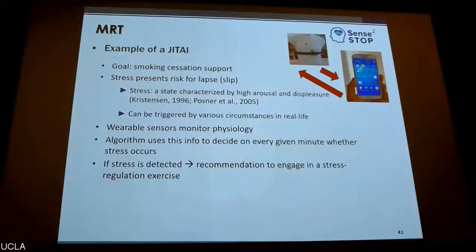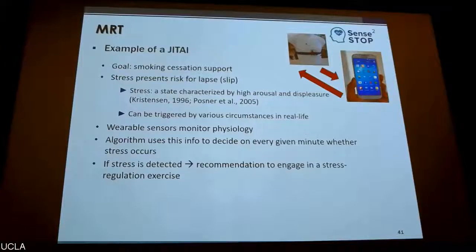So what is a Jedi? To explain what is a Jedi, I want to start with an example. Again, loosely based on a real study, the study that we're conducting as part of Sense to Stop. Again, our phenomenal bond is leading this. In this just-in-time adaptive intervention, Sense to Stop, it's a smoking cessation intervention. It attempts to provide smoking cessation support, and it's based on data showing that when people who attempt to quit smoking are experiencing stress, that stress episode is likely to lead to a slip or a lapse, and that lapse is going to lead to a full relapse, which we don't want.